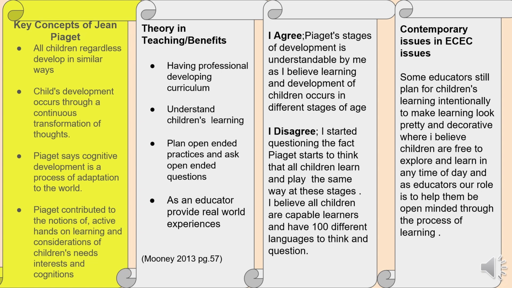There are some things I agree and disagree with about Piaget's theory. I believe that learning and development of children can occur in different stages of age. What I disagree with is that when I was reading Piaget, I realized that Piaget thinks all children learn and play the same way in all these stages. I disagree with that because every age can learn in different ways, and everyone's capable of doing something else. And all children have 100 languages.